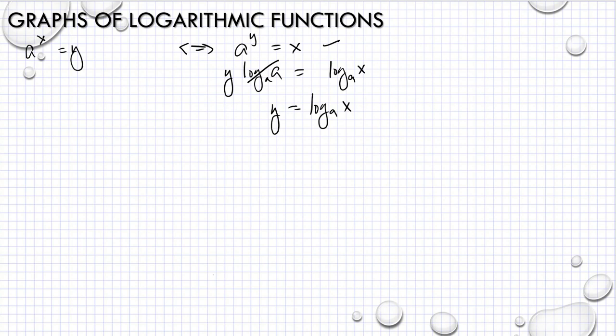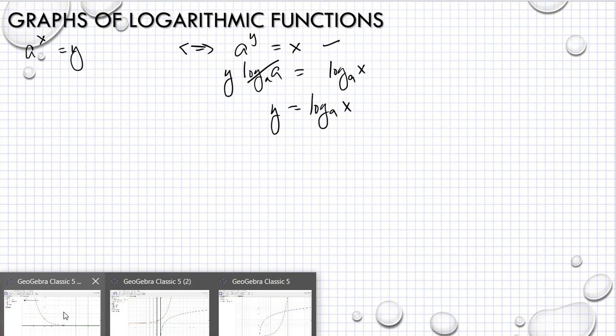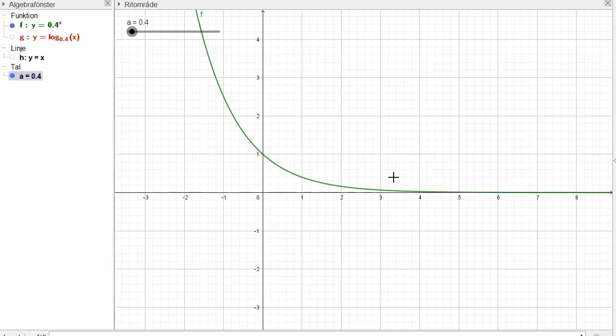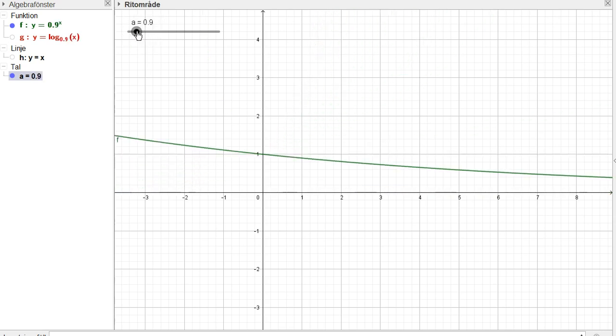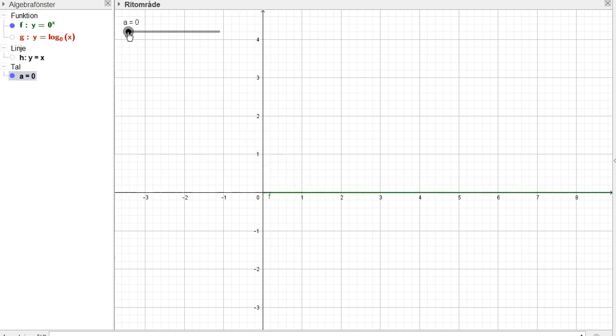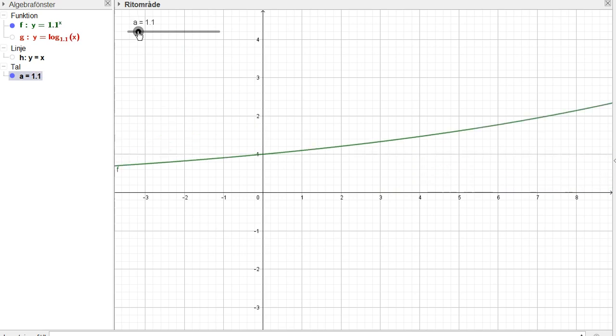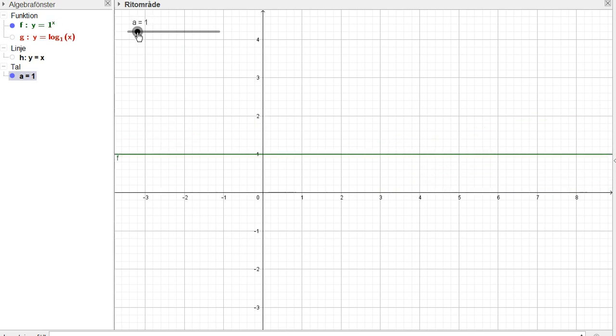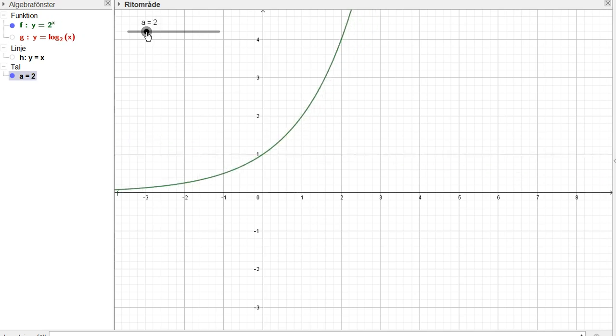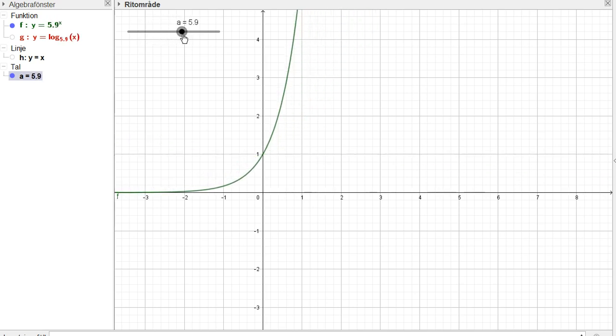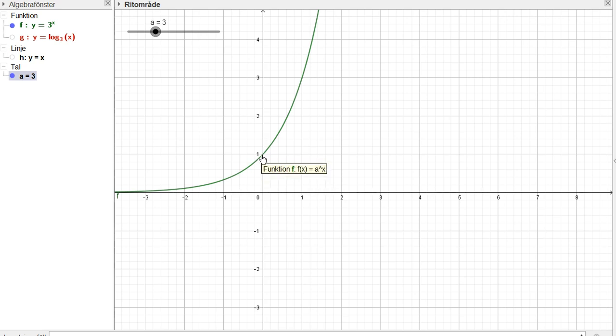And if I'm going to show you the first graph now, this is the graph of y is equal to a raised to x. Right now a is 0.4. If I'm going to change it, then you can see that if a is equal to 0, there is no graph. And if a is equal to 1, it is just a straight line. Then one thing that we need to see here is there is a y-intercept. Right now it is 1.